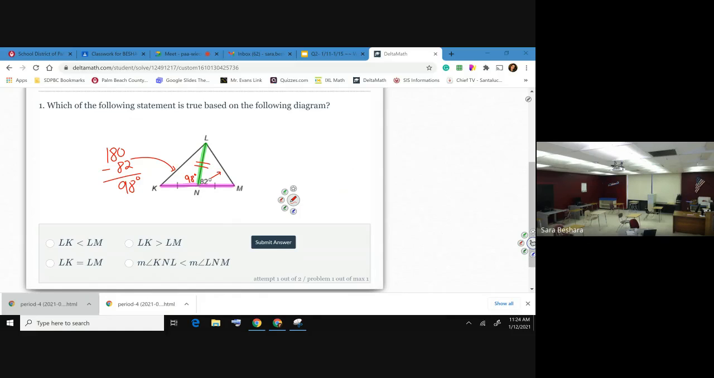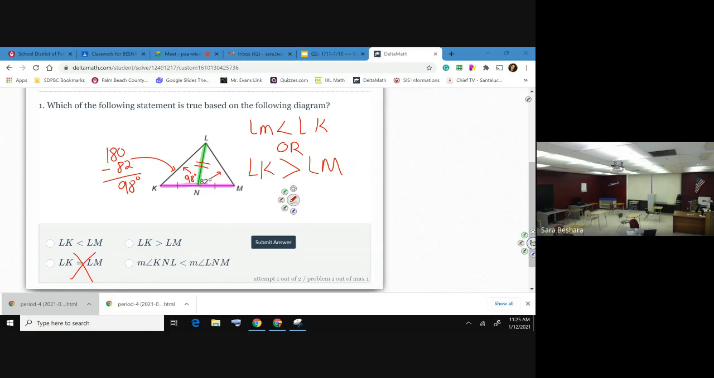This is the side that faces the smaller angle. So LM has to be smaller than the side that faces the big angle. So I can say that LM is less than LK, or we can say that LK is greater than LM, whichever fits in here. And now it gives you, is LK equal to LM? No, we know they're not equal because the angles aren't equal, so this can be eliminated right away.